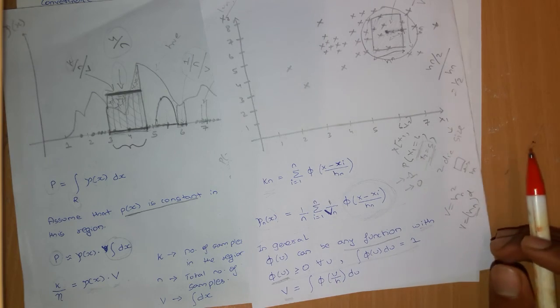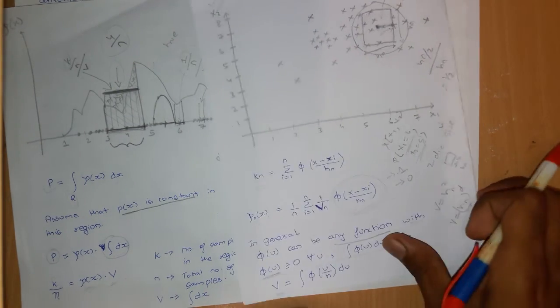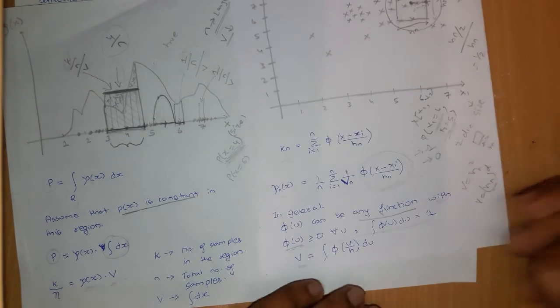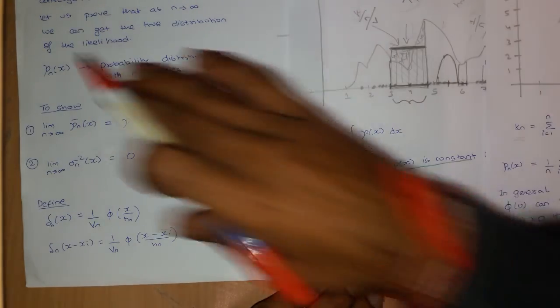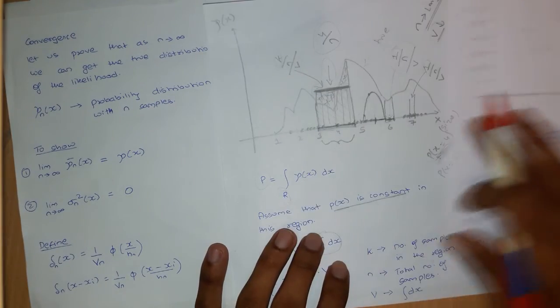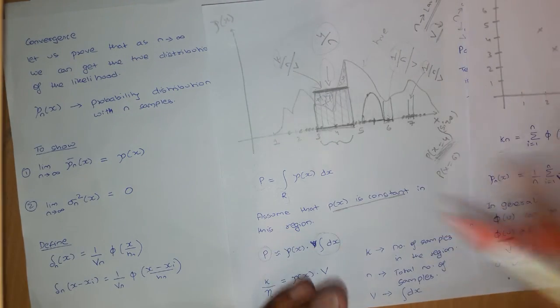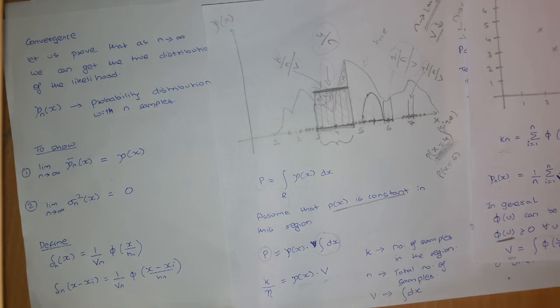So we'll stop the video over here. We'll see why this actually works. We are going to see the derivations of how this converges to the true mean when n tends to infinity and all sorts of things.